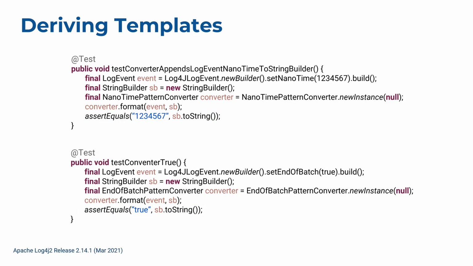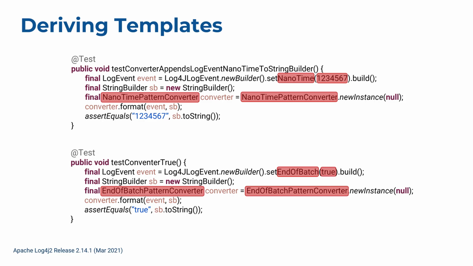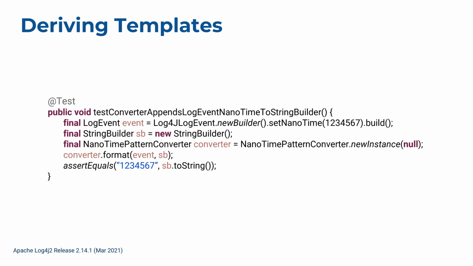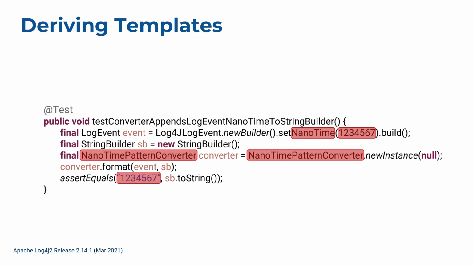Despite their similarities, these tests have various code elements that differ. For example, both tests set a different log event field. They also instantiate different concrete pattern converters. And of course, they have different expected values. With DScribe, we can create templates that decouple the general concern being tested from the test case specific information.